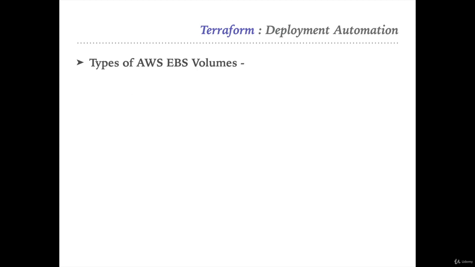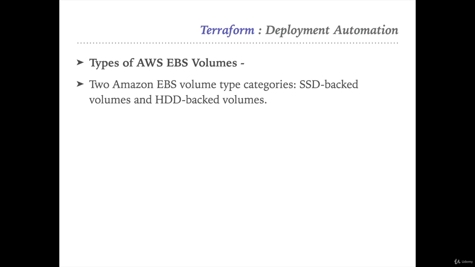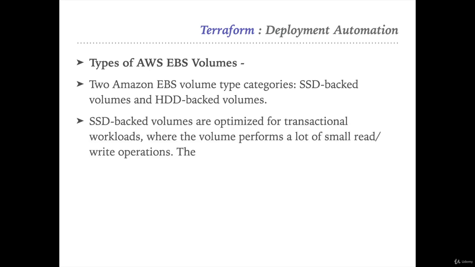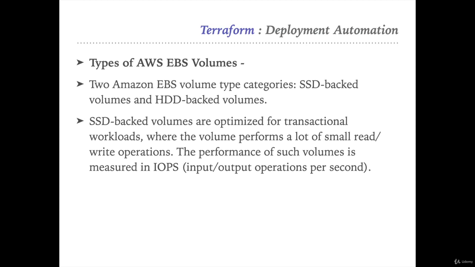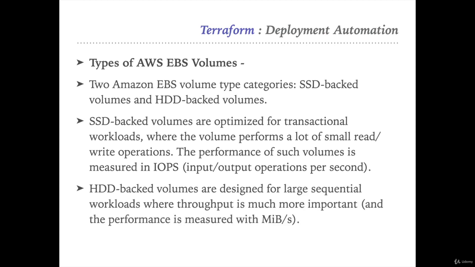There are two types of AWS EBS volume. The first one is the SSD and the second one is the HDD. SSD backed volumes are optimized for transactional workloads, where the volume performs a lot of small read and write operations. The performance of such a volume is measured in input output operations per second. So the solid state disk, or SSD, is primarily designed for applications which have a lot of read and write operations, right? If you need EBS for a database, whether a NoSQL or SQL database, then definitely you need to go with the SSD, because databases have a lot of read and write operations. The second one is the HDD, right?